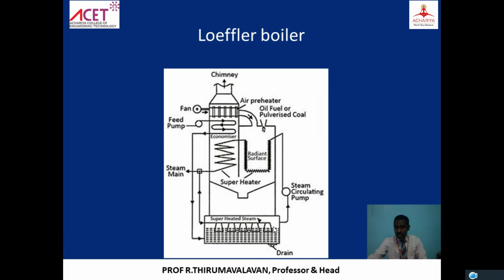Then through the steam circulation pump, it is going to the radiant heater. Then it is going to the convection superheater. Then it is going to the steam out. And that way part of the steam is bled out for converting the water into steam before going to the combustion chamber. So the efficiency will be more in case of the Loeffler boiler. And also the quantity of production will be high, at a faster rate compared to the Lemon and Benson boiler.